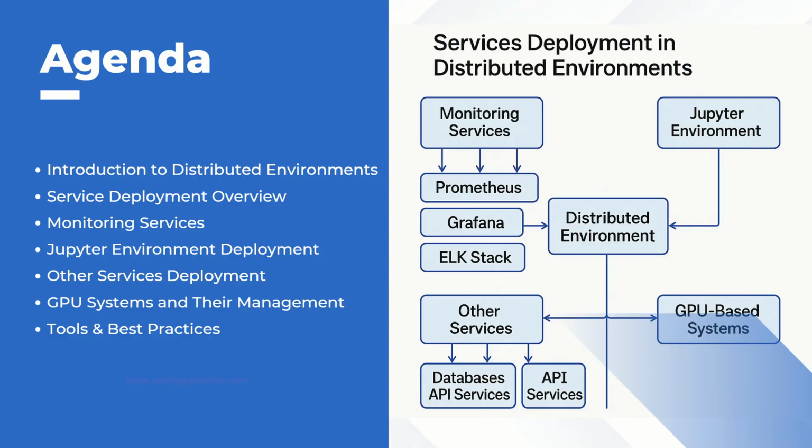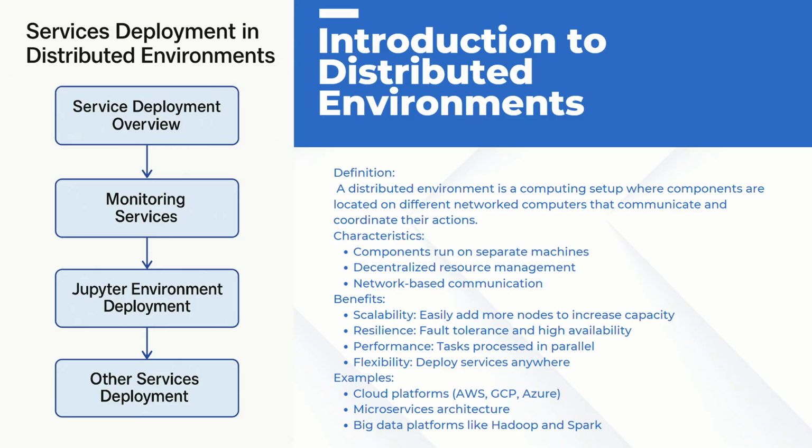The main benefits are scalability, because we can add more machines anytime; high availability, since if one machine fails, others can keep running; and better performance, because tasks are processed in parallel. Next, let's look at how we deploy services in such environments.